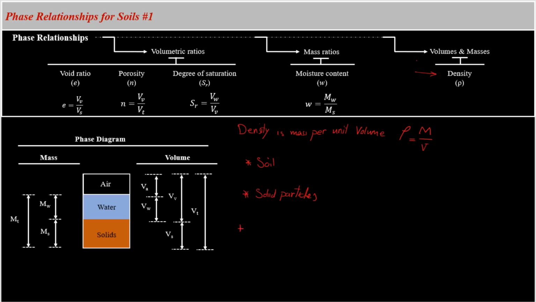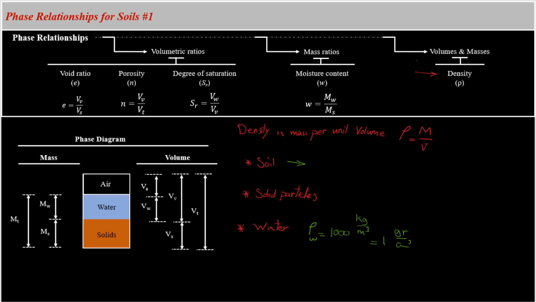And the third one is the density of water. We all know that the density of water is known, and it is equal to 1,000 kilogram per cubic meter, or 1 gram per cubic centimeter.